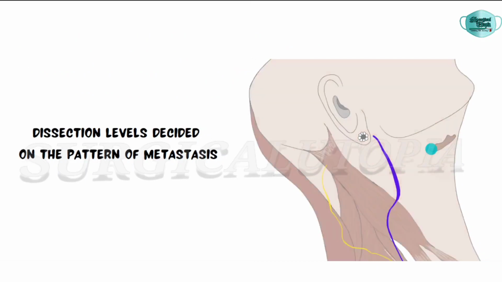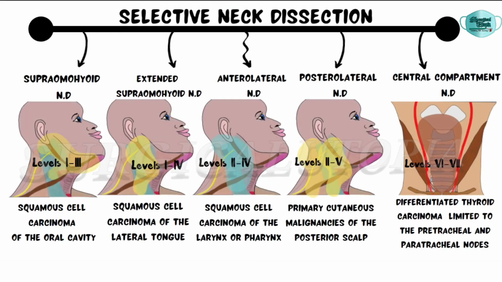Further, the selective neck dissection is classified into 5 other neck dissections. The first one is the supraomohyoid neck dissection. In this, the lymph nodes in levels 1, 2, and 3 are dissected and the submandibular salivary glands are removed. The supraomohyoid neck dissection is done in cases of squamous cell carcinoma of the oral cavity.